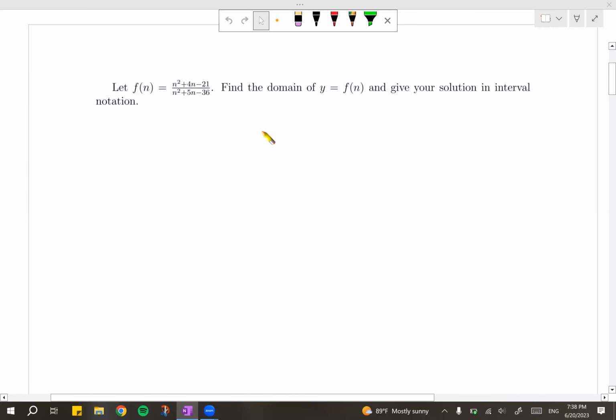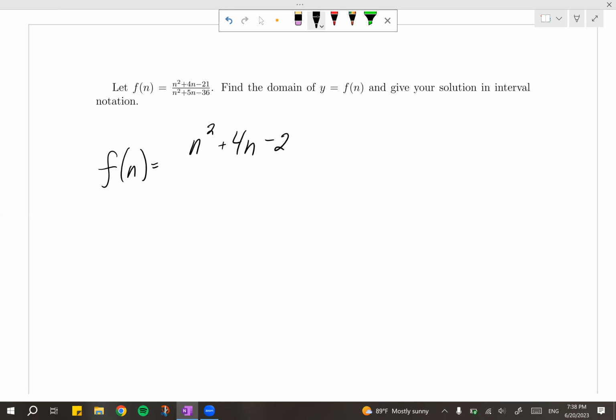Okay, so we have this problem and it wants us to find the domain and give our solution in interval notation. All right, so our function is f of n equals n squared plus 4n minus 21 over n squared plus 5n minus 36. I'm going to try and factor my numerator and denominator and see if anything cancels before I look for my domain.